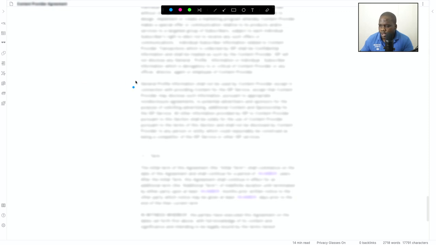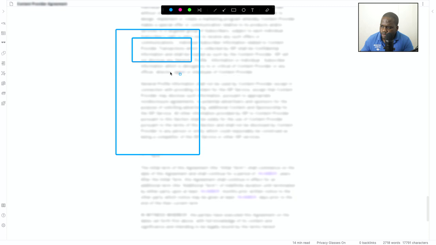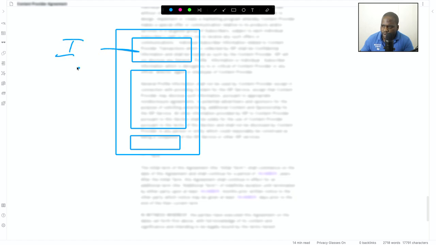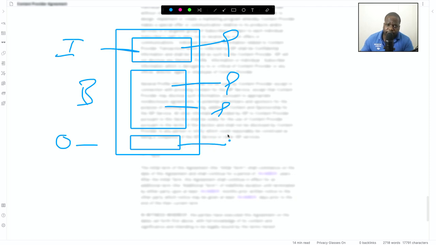So let's look at the agreement. As you can see, here you see the agreement. And what you need to keep in mind is that when you have an agreement, you always have the intro, the body, and the outro. In the previous video, we talked about the intro, and we also talked in two videos about the body. Now we're going to talk a little bit about the outro and why it's important.